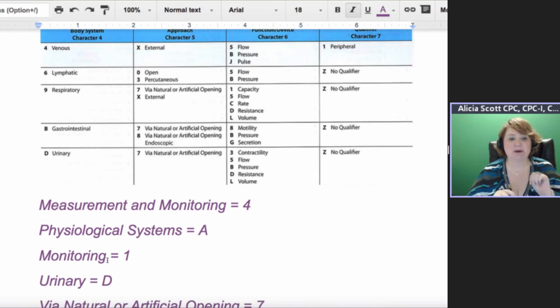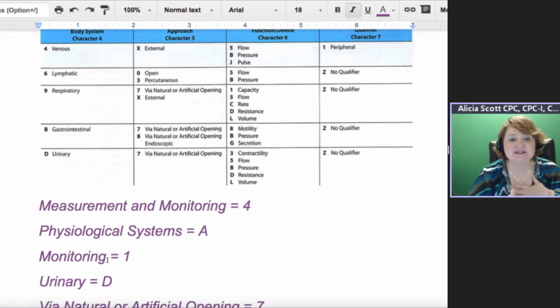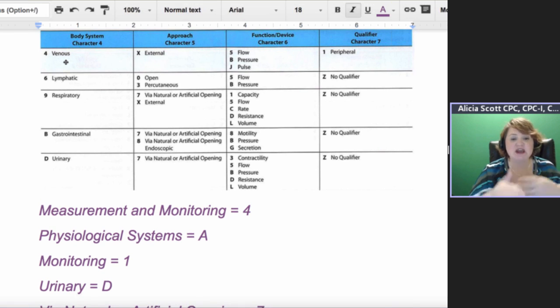Then we need to know body system. The fourth character is the body system. So look at all the things that we can measure and monitor. This is where that graphic or the table comes in. Venous, lymphatic, respiratory, gastrointestinal, but we're doing urinary. So that's a D. That gives us our next block.